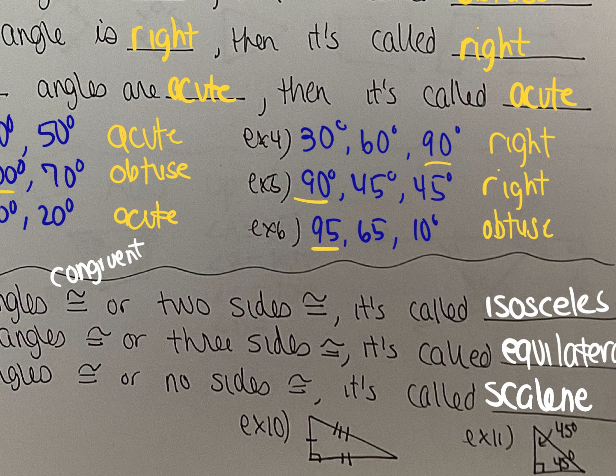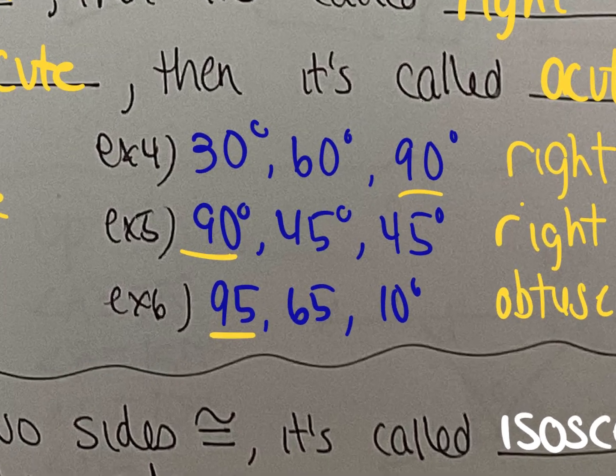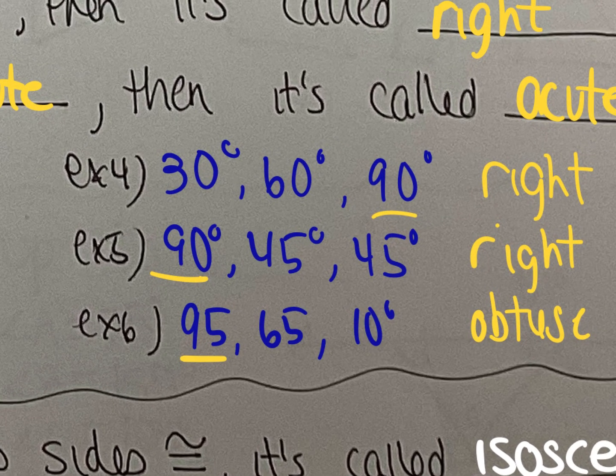Oh, I found one isosceles. Do you see it? One of these is isosceles. It is example 5 because we have 2 that match. If 2 match, it's isosceles. This 90 makes it right. It's a right isosceles.